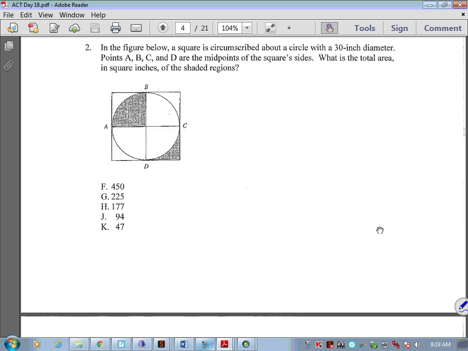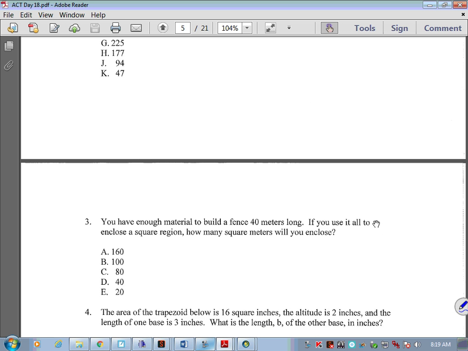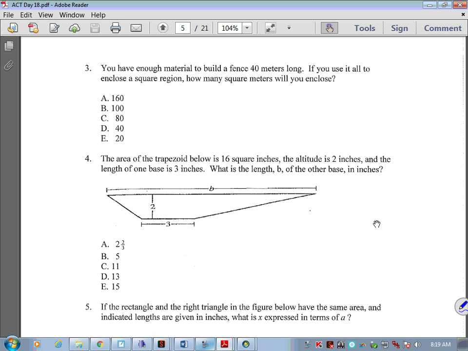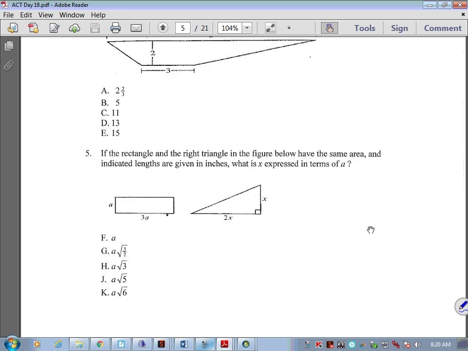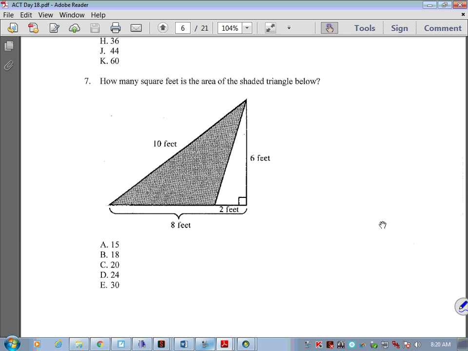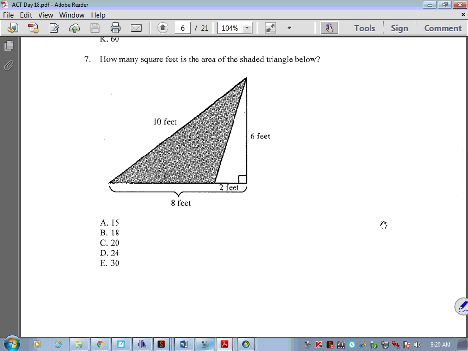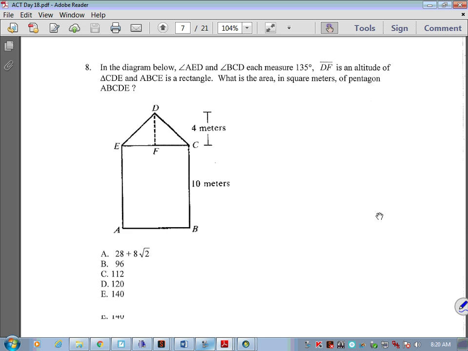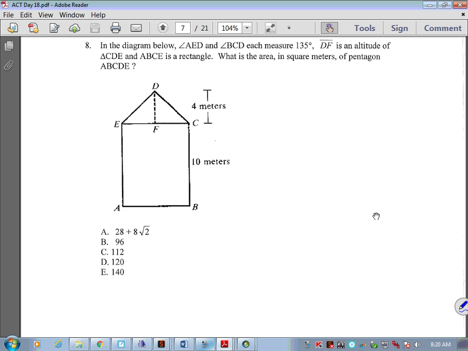Number 2 is G, 225. 3 is B, 100. 4 is D, 13. 5 is H, A radical 3. Okay, 6 is G, 30. 7 is B, 18. 8 is B, 96.